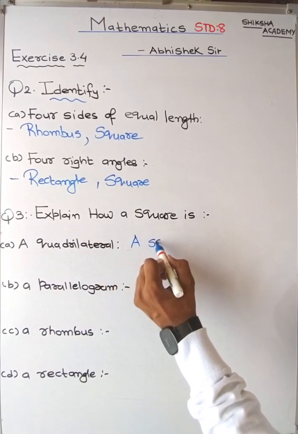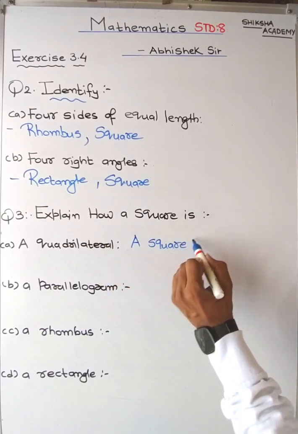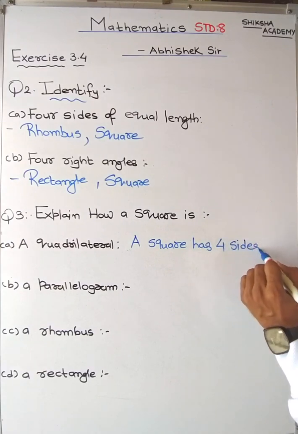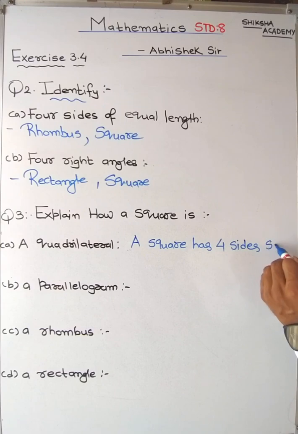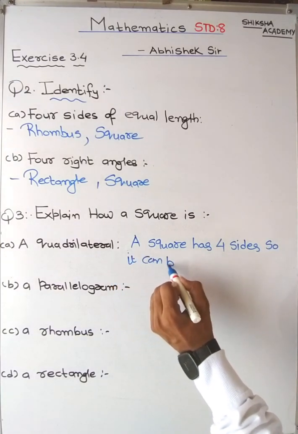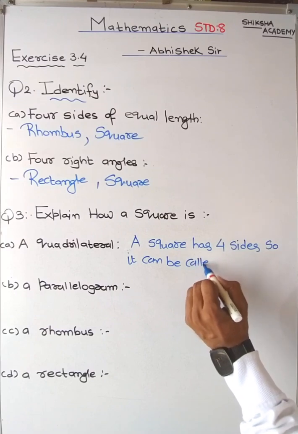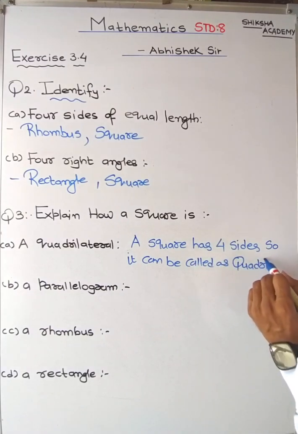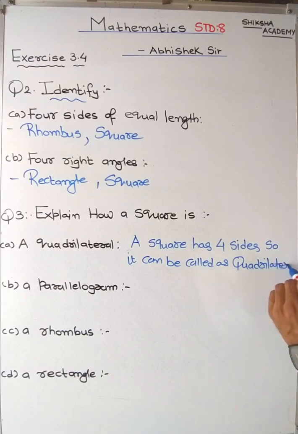a square has four sides. That is why it can be called a quadrilateral. Very easy. A square is always a quadrilateral. Clear? Now moving on to the next one.